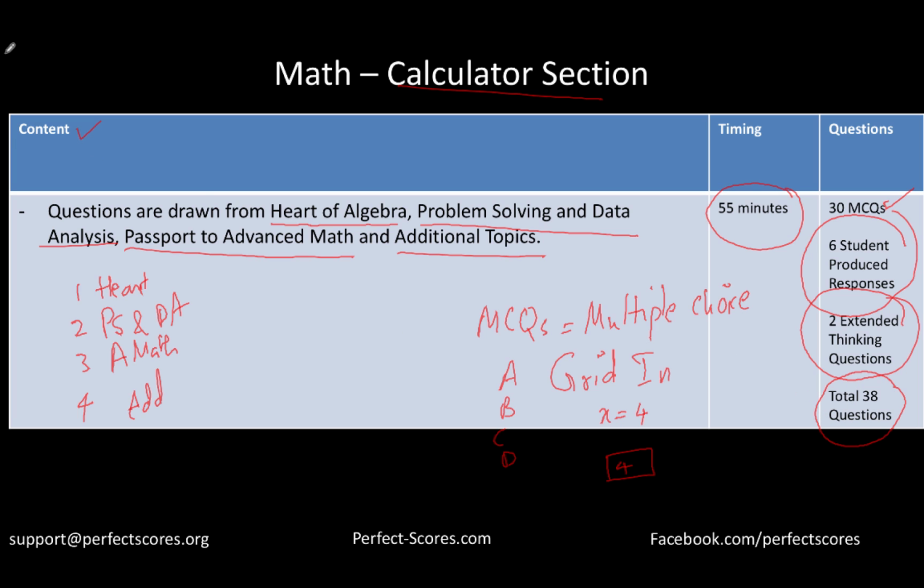Another thing that I forgot to tell you was that there is no negative marking in the SAT. Right, something which is pretty good, which was there earlier, but now there is not. So there's no negative marking in the SAT, which is a really, really good thing. We'll talk more about that as well.